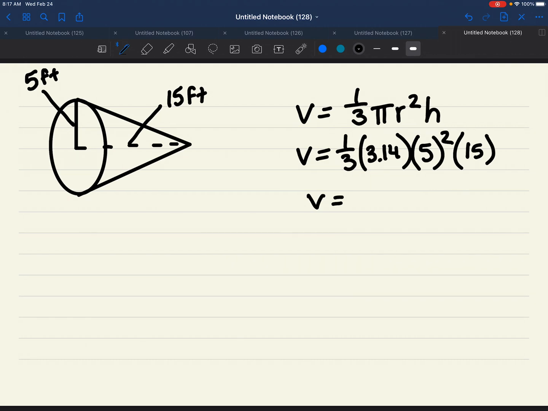392.5. Did you round anything? It was exactly 0.5. Okay. And then how would you label that? Good. Feet cubed.